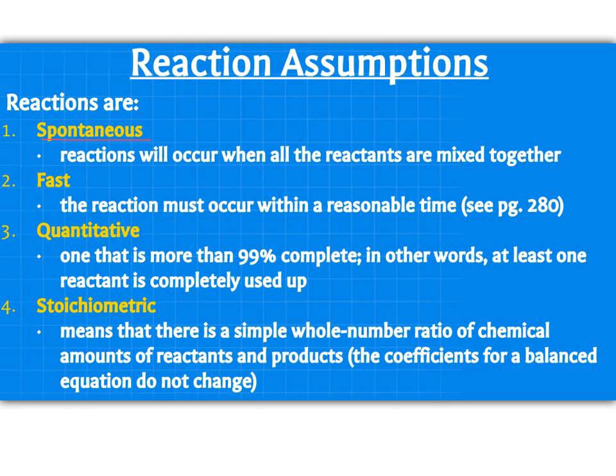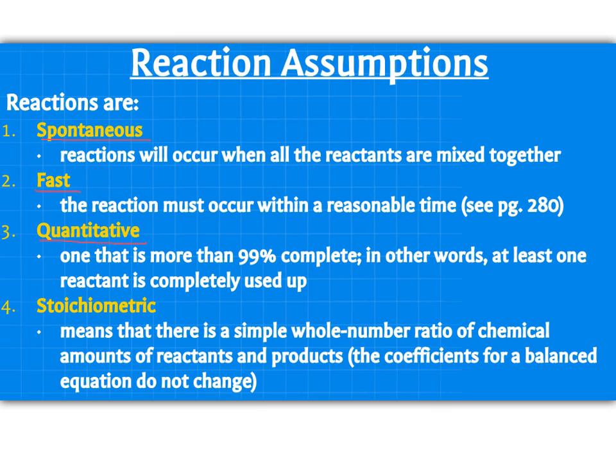That means that reactions are going to occur without adding any energy. Assumption number 2 is that the reactions will occur fast. That means that the reaction is going to be able to occur within a reasonable amount of time, and that we can measure the time that that reaction occurs within. The third one is that they will be quantitative. Quantitative means that the reaction is going to completely use up one of the reactants, which means that the reaction is going to be essentially complete, more than 99%.